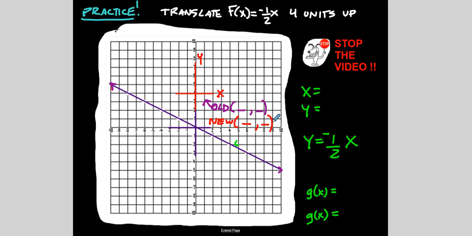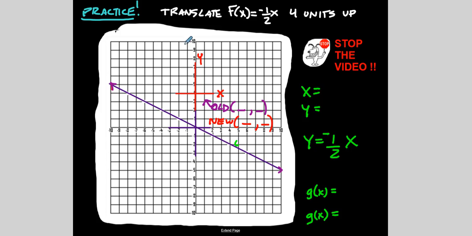Okay, so now here's a practice for you. Translate f of x equals negative 1/2 x 4 units up. Stop the video, complete the information, graph the function, and give all the information over here.